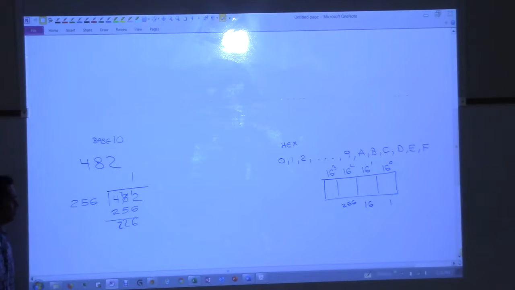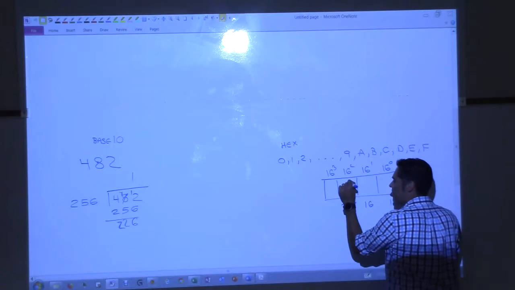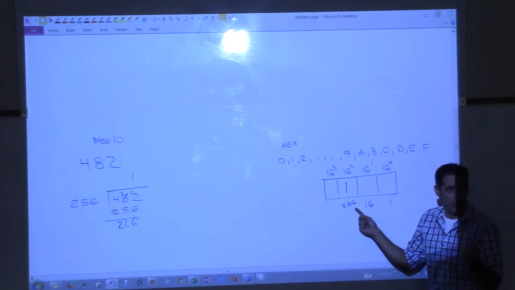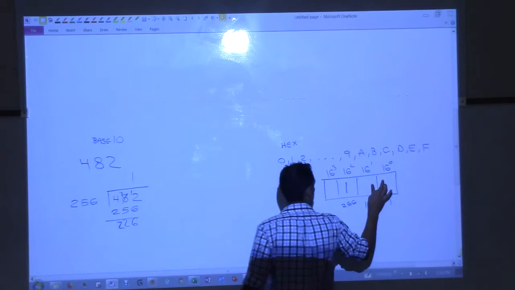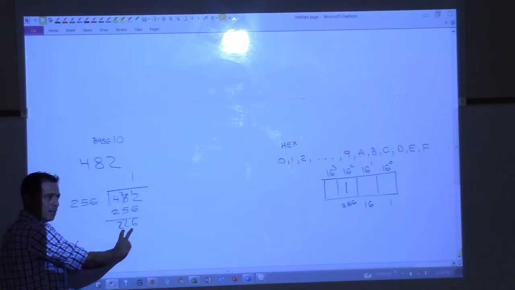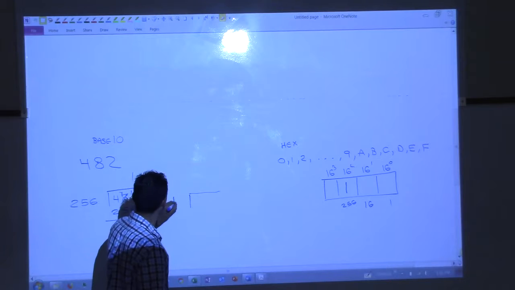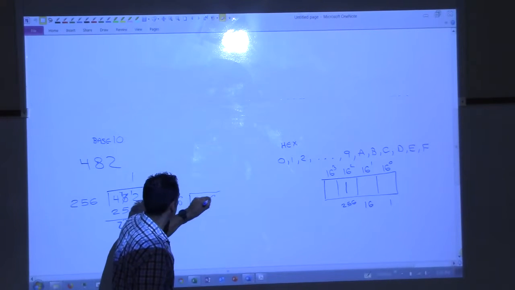226, right? I had 226 left over. So what I know is this first digit has to be a 1, because that'll give me 256, right? Now what I need to do is somehow use the remaining 2 digits to come up with what's left over, which is 226. So now I move to 16, and I say, how many times does 16 go into 226?